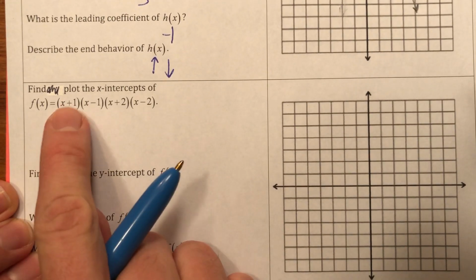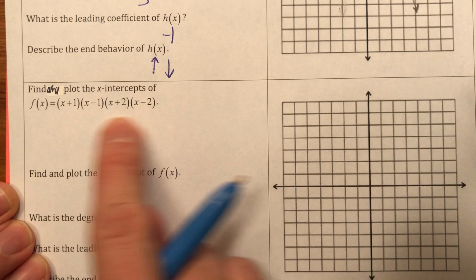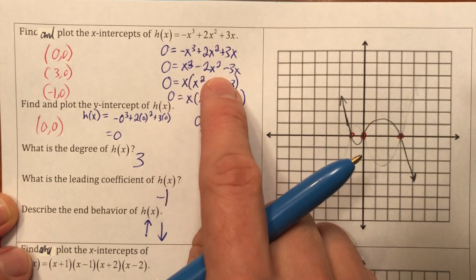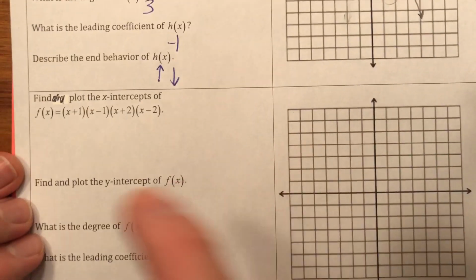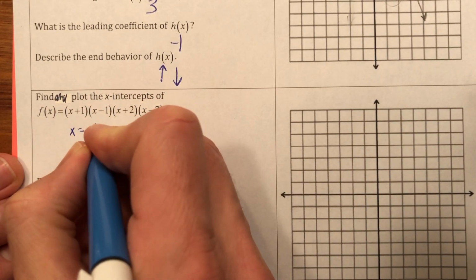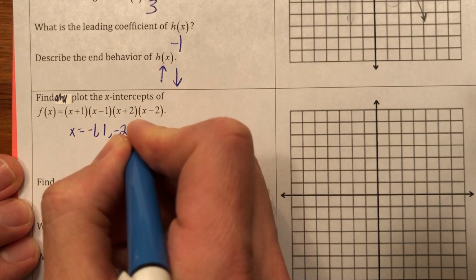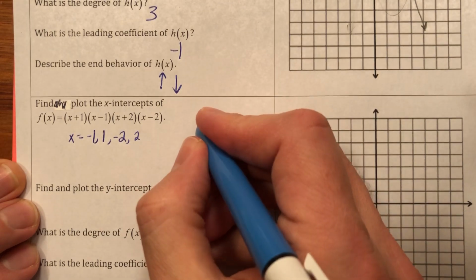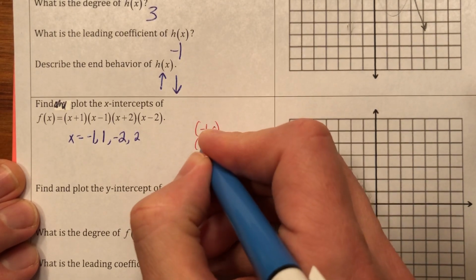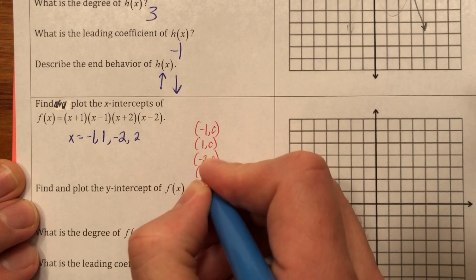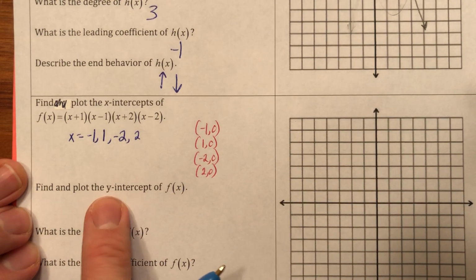So we're going to find the x-intercepts. It's already factored for us. So here we go. We don't have to be like, well, let's find a GCF and let's factor this. And no. x equals -1, +1, -2, +2. And if you want to write the coordinates, which I'll do over here, you'd have (-1, 0), (1, 0), (-2, 0), (2, 0).